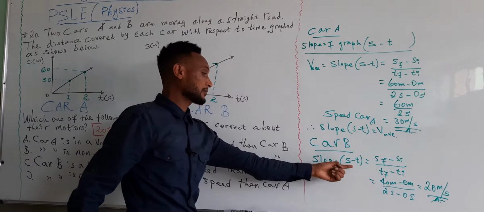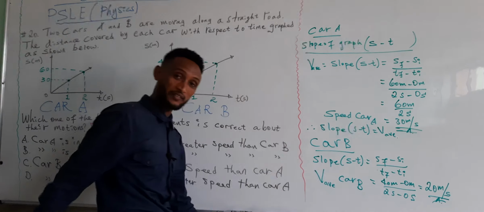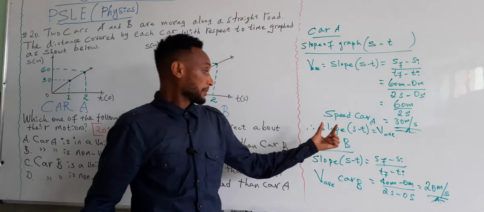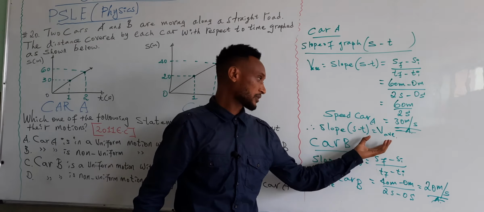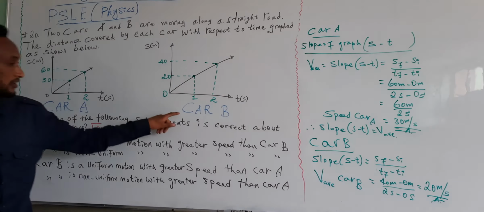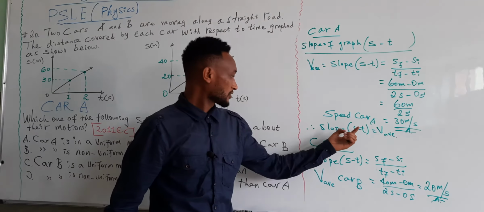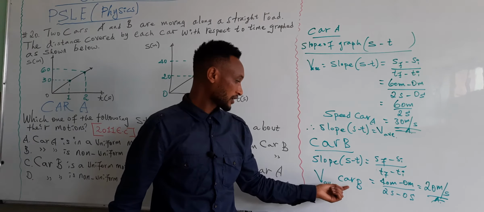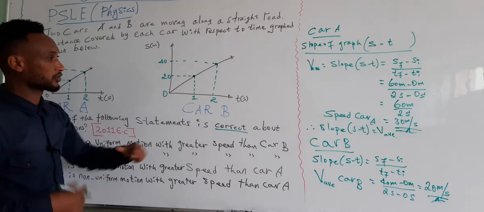This is the slope of the distance-time graph, which equals the average speed of car B. That means the slope of the distance-time graph always gives the speed, or the average speed, of the motion. Then comparing the speed of car A and car B on the statements, it says which statement is correct. Let's compare them. The average speed of car A is 30 meters per second and the average speed of car B is 20 meters per second, and also find the speed at instant points for the two cars.